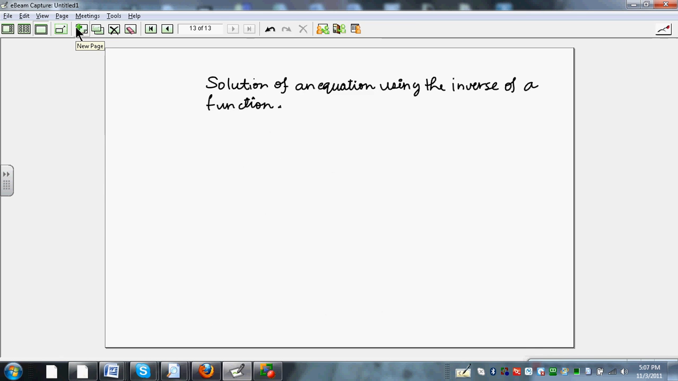Okay, so we are looking at solution of an equation using the inverse of a function. You write below that: the inverse of a function can be used to solve an equation. Full stop. The example is very important.